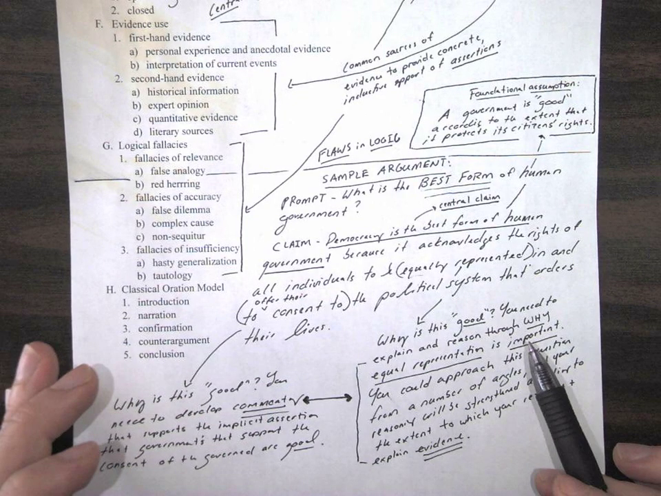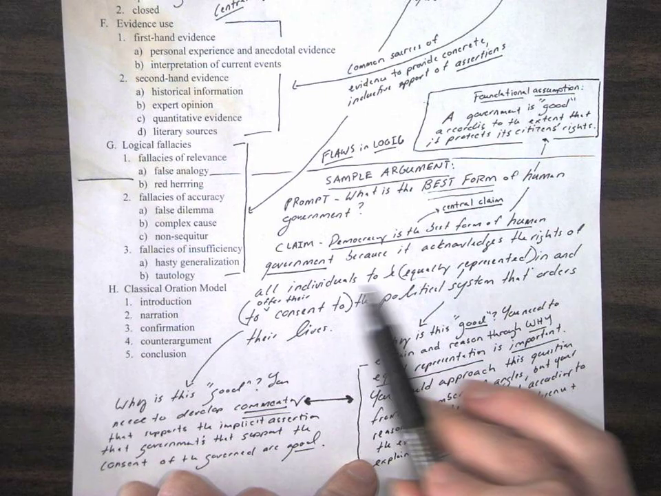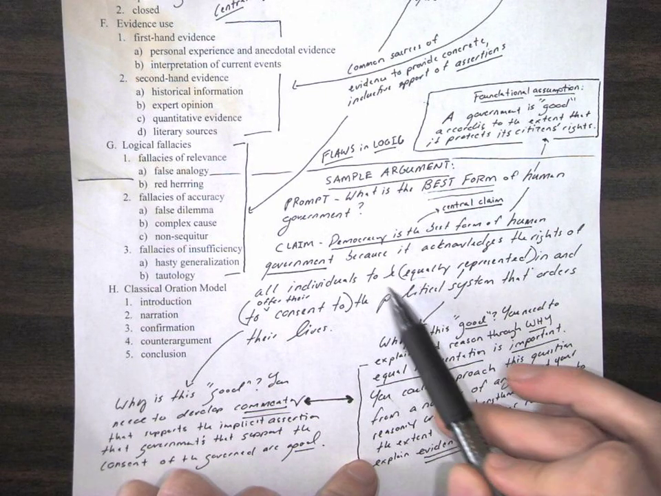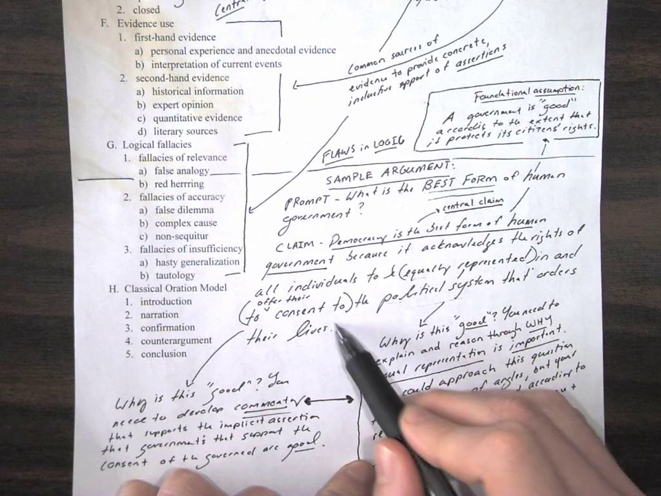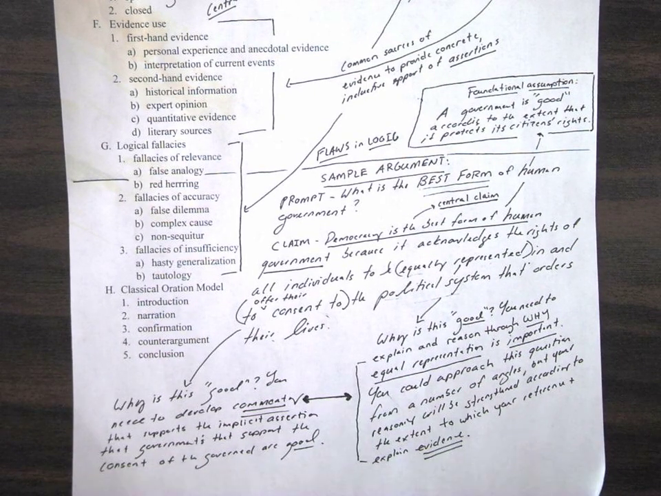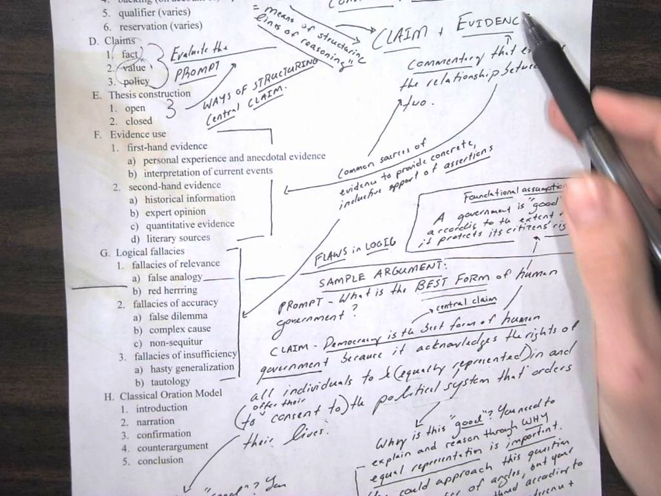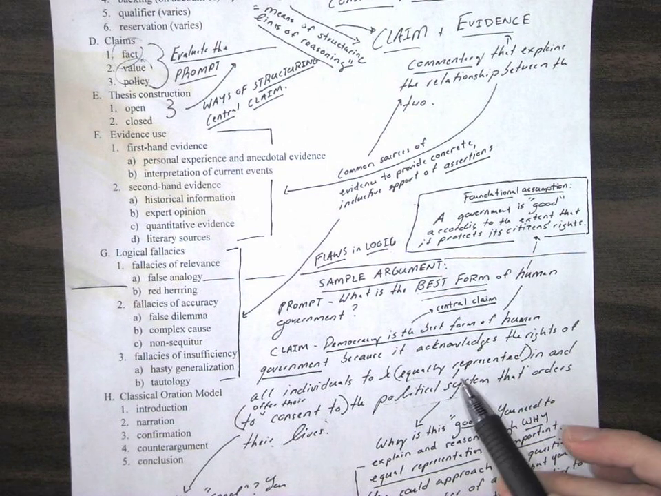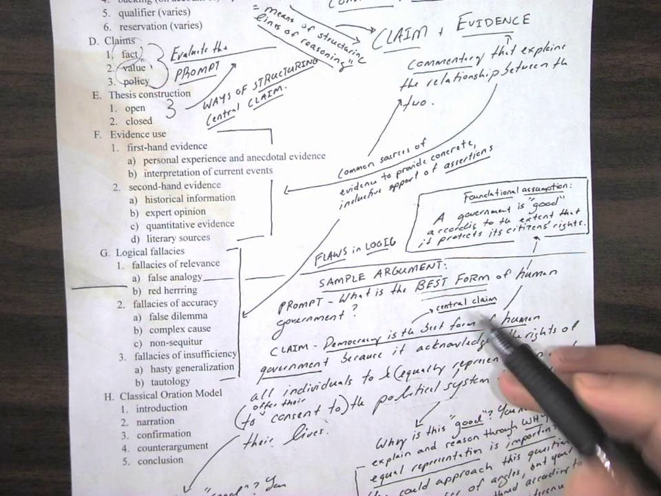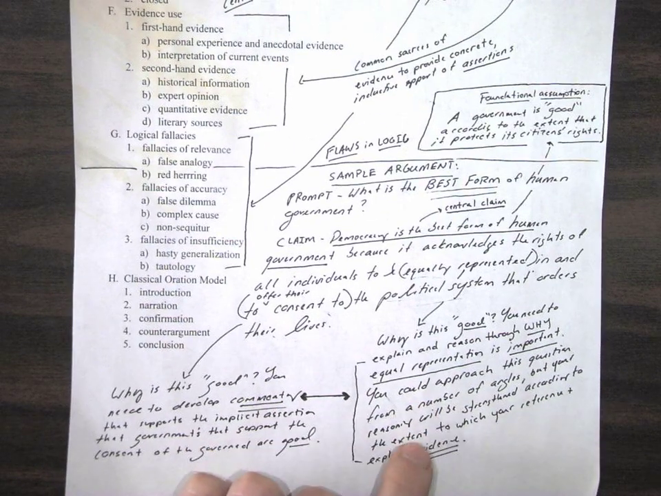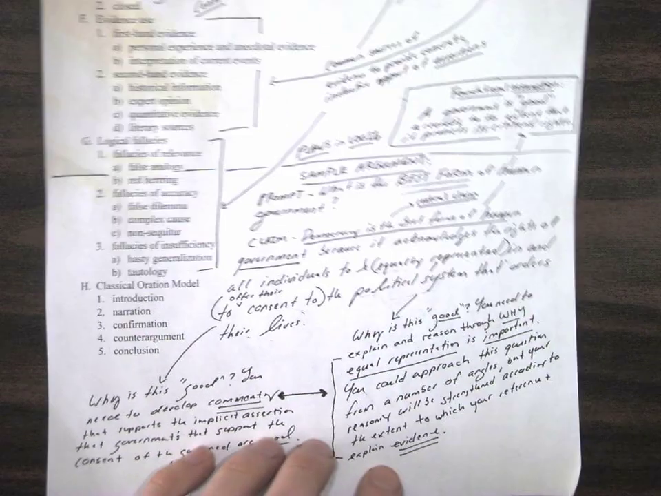The first one is that democracy offers equal rights to all individuals to be represented in the political system that orders their life. Now, that brings us to our commentary. We've made an assertion that this is part of what makes democracy good. But that begs a question. We still have a massive burden of proof on us as the writer.